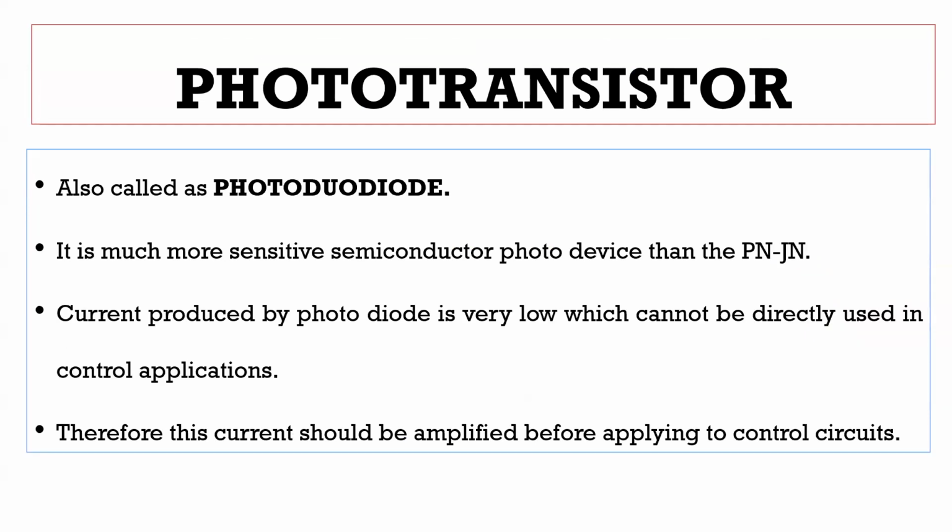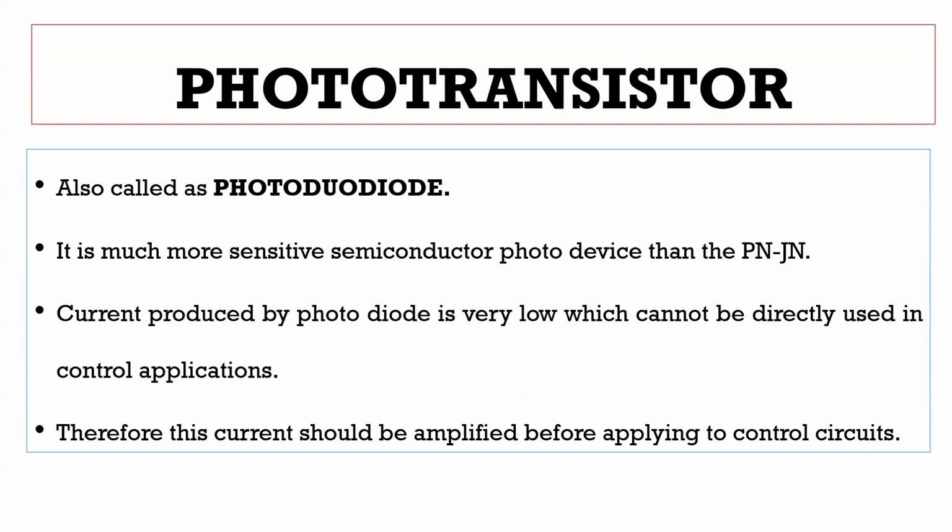It is also called a photodiode. It is much more sensitive. It is a semiconductor photo device, more than your PN junction. And it is also, commonly, a light dependent resistor. So what is that light dependent resistor? It is similar to photoresistors, which you have studied already, but it is able to produce both current and voltage, while photoresistors are only capable of producing current due to change in resistance. So that is the actual difference from a photoresistor. A phototransistor can produce both current and voltage.